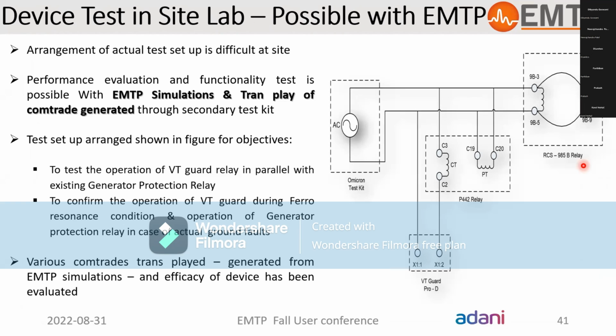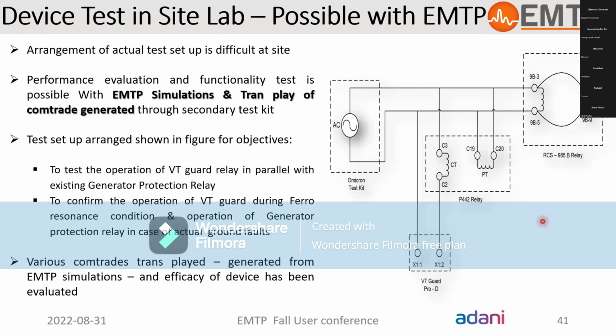Now, as we have seen, the arrangement of the actual setup is very difficult at site, and so is testing each device in detail. However, performance evaluation and functionality testing of the individual device is also possible with EMTP simulation and transplay of the components generated from the simulation. We can play these components through the secondary test kit, and this setup can be seen here.